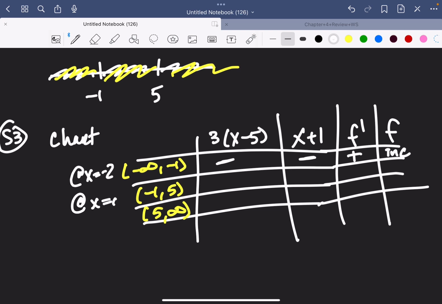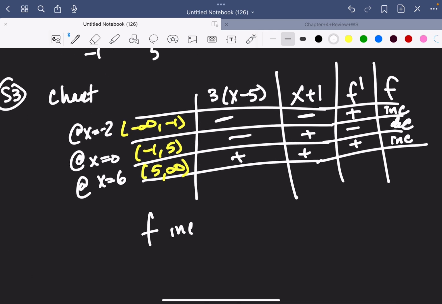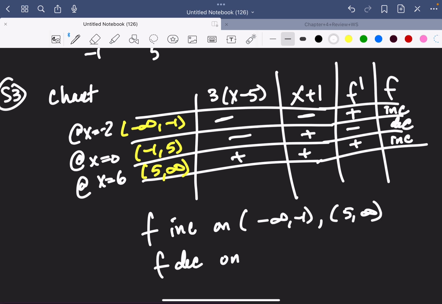In this one, how about we test at x equals 0? We get a negative positive, so the derivative is negative, which means f is decreasing in this interval. And then at x equals maybe 6, we get a positive positive. The derivative is positive, so f is increasing on this interval, right? So what does that mean? That means f is increasing on negative infinity to negative 1 and 5 to infinity. F is decreasing on negative 1 to 5.